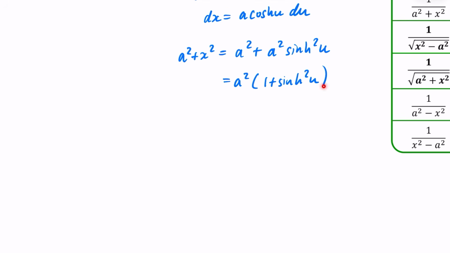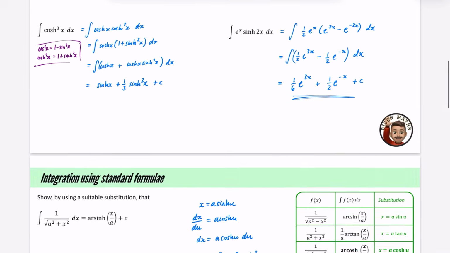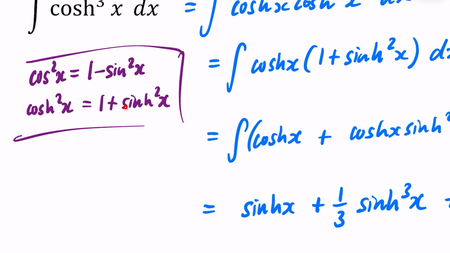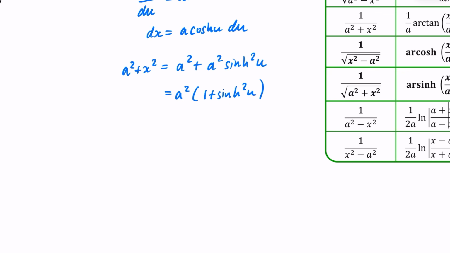Now, you should know that 1 plus sinh squared is cosh squared. And I actually think we did that somewhere earlier on, didn't we? We said that cosh squared is 1 plus sinh squared. So you need to recognise that this is why this one is going to work. So this is now saying that it is a squared cosh squared u.